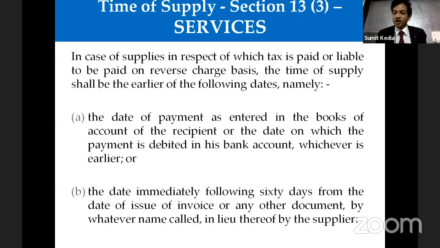However, if you do not make payment within a period of 60 days from the date of invoice, then the time of supply will be the 61st day. Just because you do not make payment up to 80 days, 100 days, 150 days, RCM liability cannot wait. So the government has given a time of 60 days. If you make payment within 60 days, pay the liability based on the date of payment. But if you do not make payment, on the 61st day you please accrue the liability in your books of accounts.